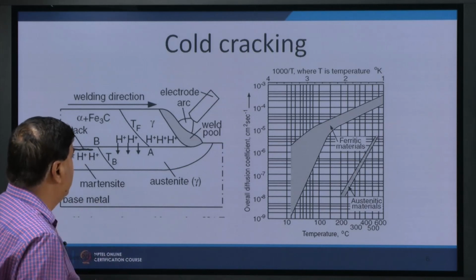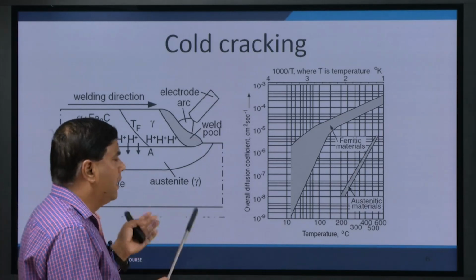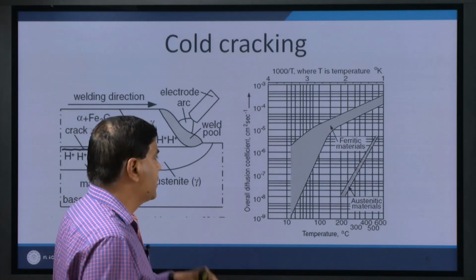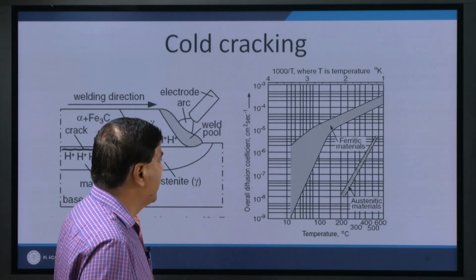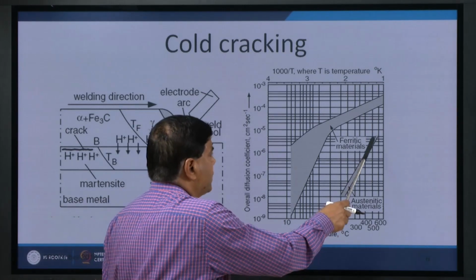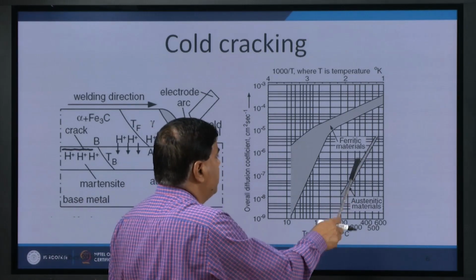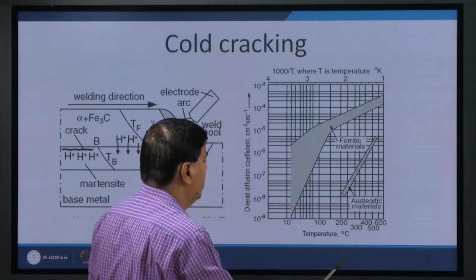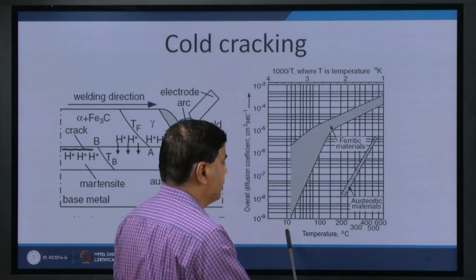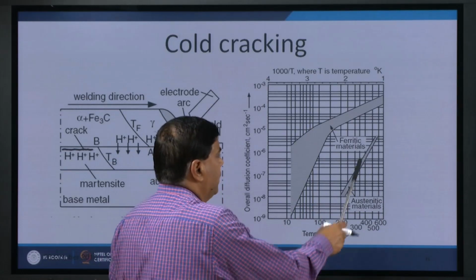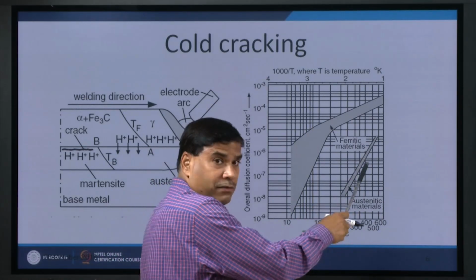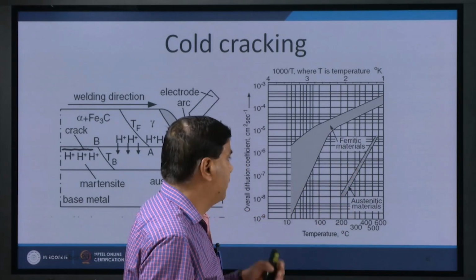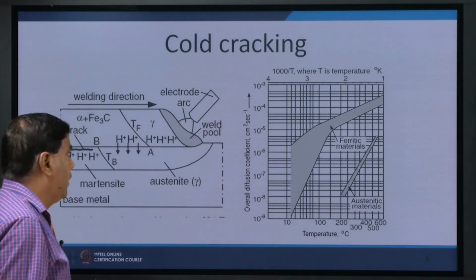So the hydrogen solubility and hydrogen diffusivity are also different in the case of austenite and in the case of ferrite. This is what we can see here: diffusivity on the y axis, the diffusion coefficient of hydrogen in austenite as well as in ferrite as a function of the temperature. The diffusivity in austenite is somewhat lower than that of ferrite. In ferrite, hydrogen diffuses very fast as compared to austenite.